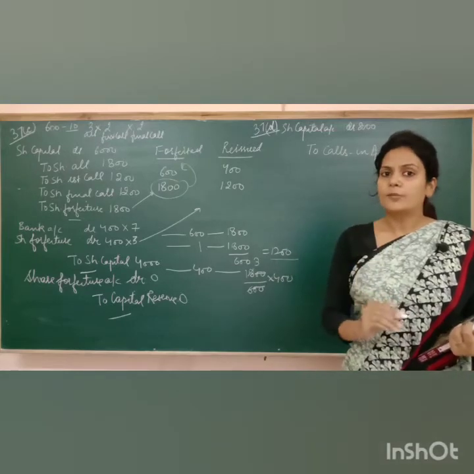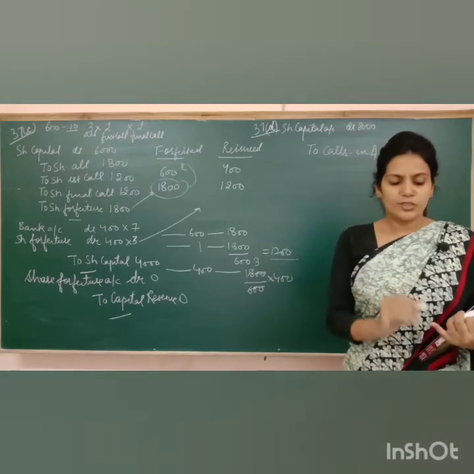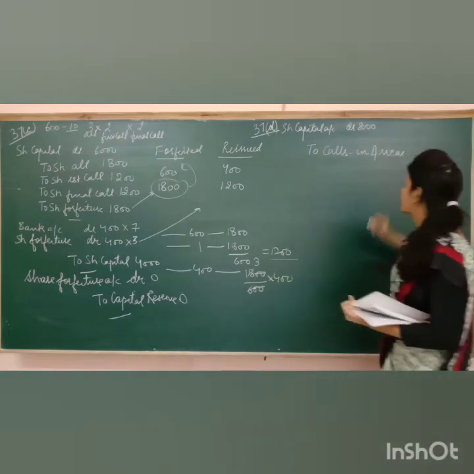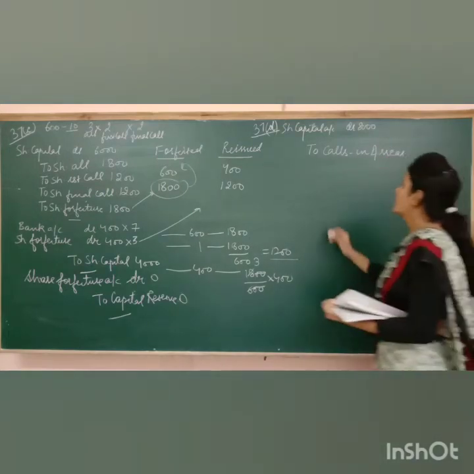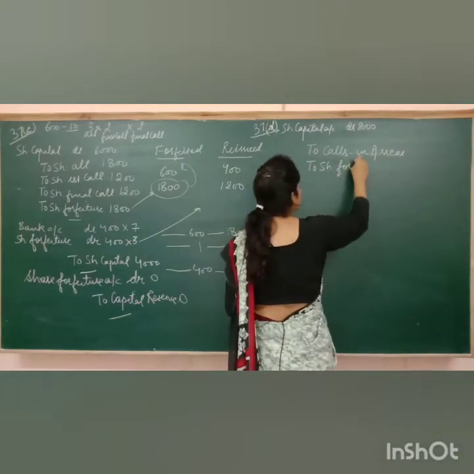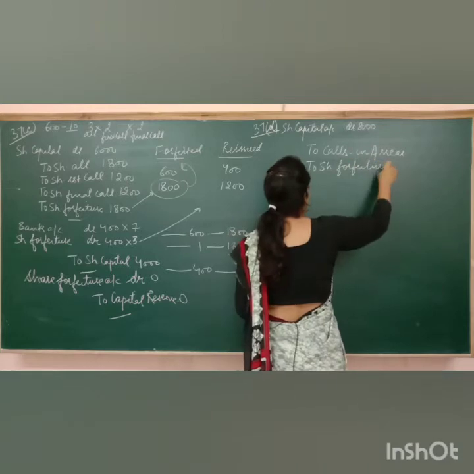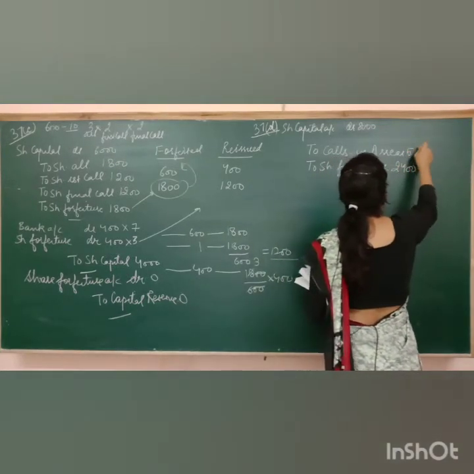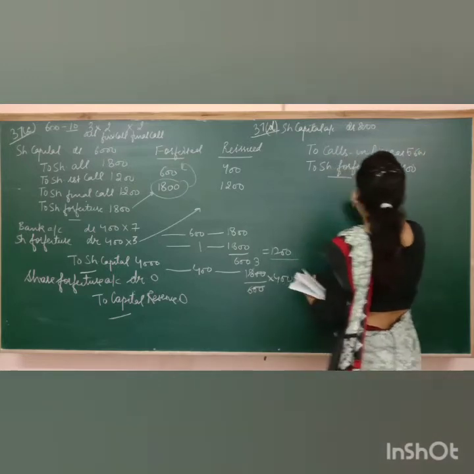But I don't know the amount of the installments. I don't know the amount of allotment, first call and final call. So I'll have to write the word calls in arrear. Whatever he has paid will be transferred to share forfeiture. That is 800 into 3, 2400, and 800 into 7, 5600 will be transferred to calls in arrear.